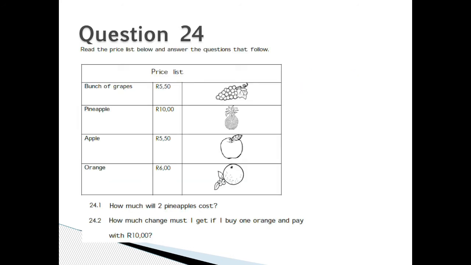Read the price list below and answer the questions that follow. A bunch of grapes, 5 Rand 50. Pineapple, 10 Rand. An apple, 5 Rand 50. And an orange, 6 Rand. How much will 2 pineapples cost? How much change must I get if I buy 1 orange and pay with a 10 Rand?